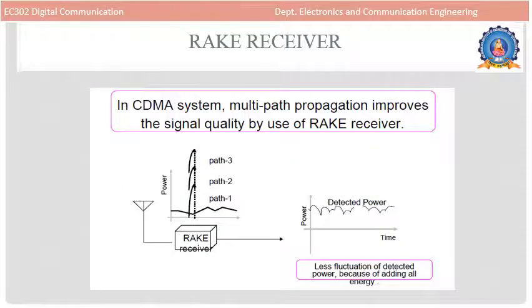So in a CDMA system, multipath propagation improves the signal quality by the use of a rake receiver. As already we told, we combine the multipath components, and the power levels of these multipath components are added constructively in order to recover the signal. So our detected power will have a higher power level because of the use of rake receivers, with less fluctuation of detected power because of adding all the energies. So here we add all the paths, constructively adding all the multipath components.